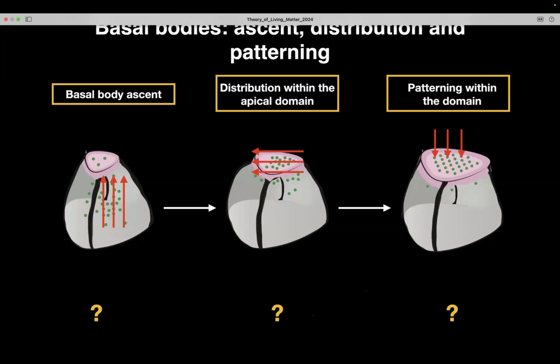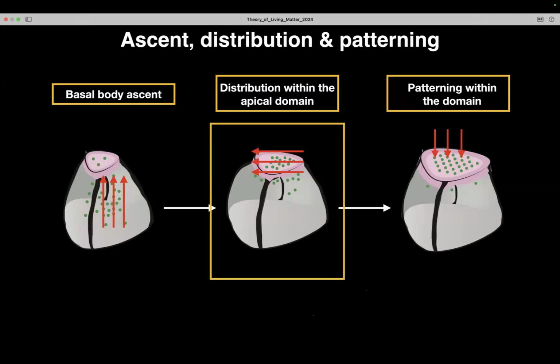So this is quite interesting, but in order to understand this process, we have to understand three processes. We have to understand how these basal bodies move apically, how they get spread within the apical side, and finally how they get patterned. So we actually have no clue about any of these processes.